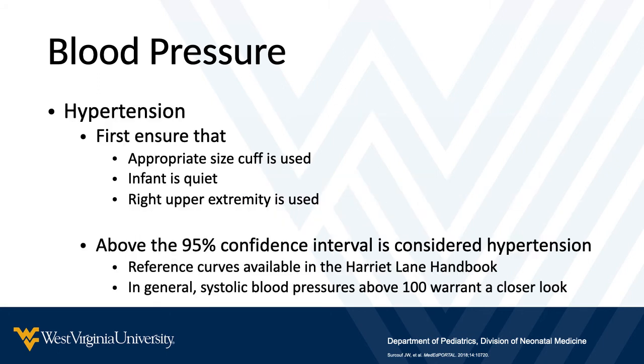Hypertension is defined as blood pressures consistently above the 95th percentile for age. Ensure that the blood pressure is obtained with an appropriate sized cuff on the right upper extremity while the infant is quiet. In general, we start to look at hypertension when systolic blood pressures approach 90 to 100 millimeters of mercury. It is important to confirm the elevated blood pressure. Current ranges for normal blood pressures can be found in resources such as the Harriet Lane Handbook.